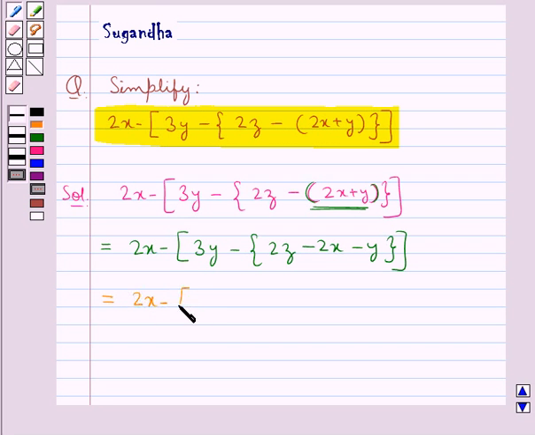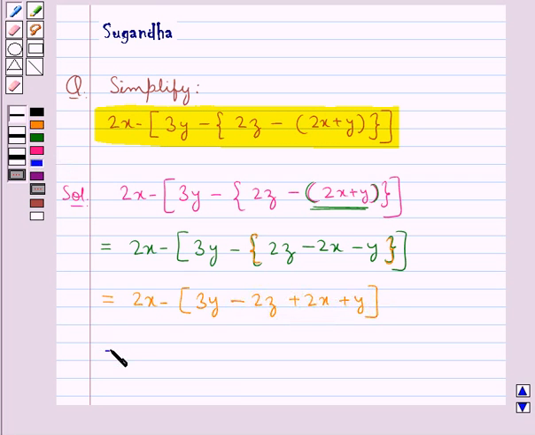2x minus 3y. Now we have to remove these brackets and there is a minus sign preceding this bracket, so the signs of the terms inside this bracket would be changed. And so we have 3y minus 2z plus 2x plus y.